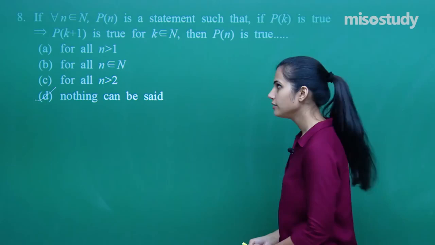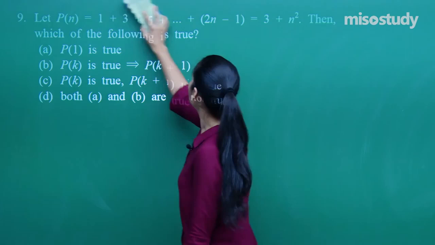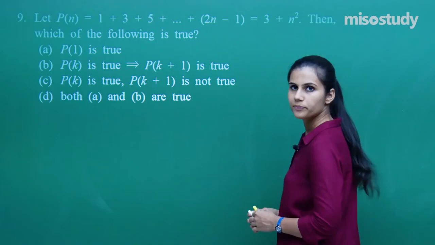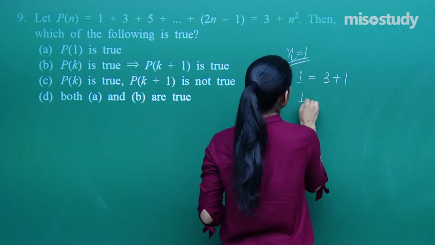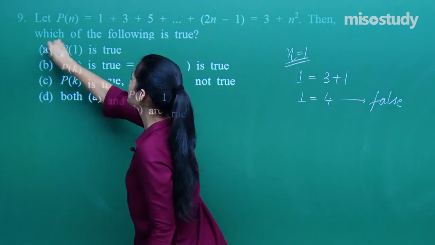Okay? Next question says: Pn is 1 plus 3 plus 5 and so on up to 2n minus 1 equals 3 plus n square. Which of the following is true? Is P1 true? Let's calculate for n equals 1. P1 is 2 into 1 minus 1, which is 2 minus 1, which is 1, equals 3 plus 1 square. It is saying 1 equals 4, which is clearly false. So no, P1 is not a true statement.